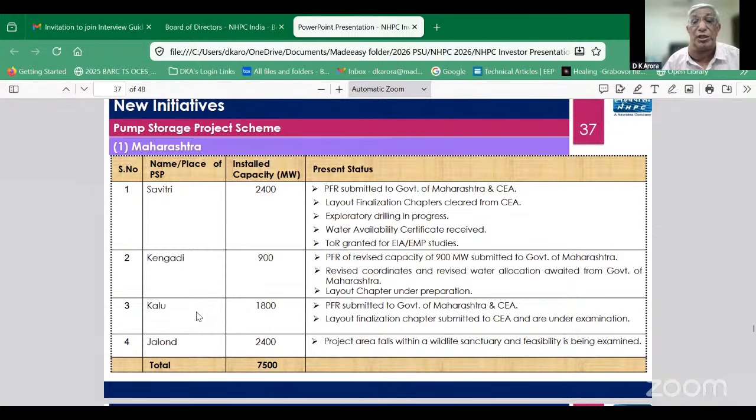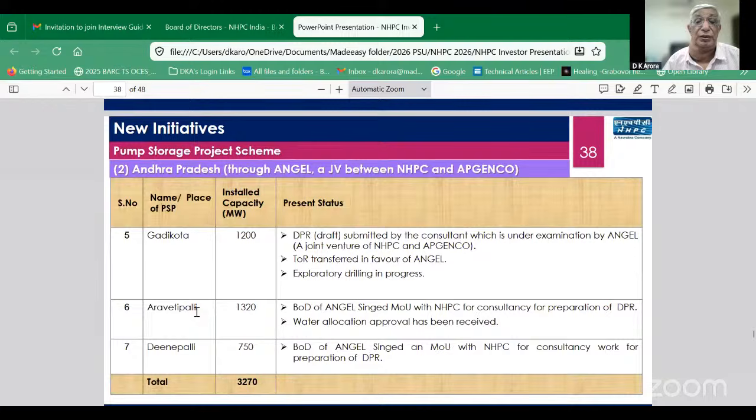Pump storage project scheme again is important. This is a concept where solar power is utilized to pump up the water by giving it a head, so that during the off sunshine mode, it can be used for generating power. Right?